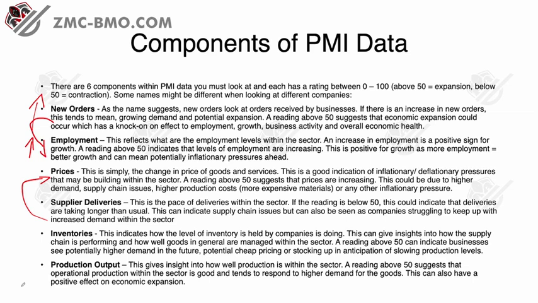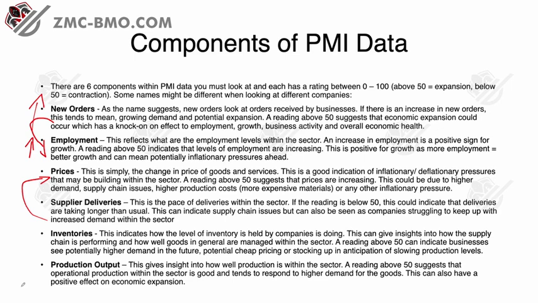And of course, production output. This gives us an insight into how well production is within the sector. A reading above 50 suggests that operational production within the sector is good and tends to respond to higher demand for goods. This can also have a positive impact on economic expansion, because if production is good, you might not necessarily see specific names for whatever sort of company you're looking at.